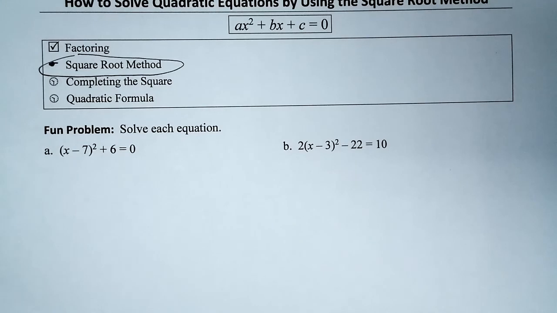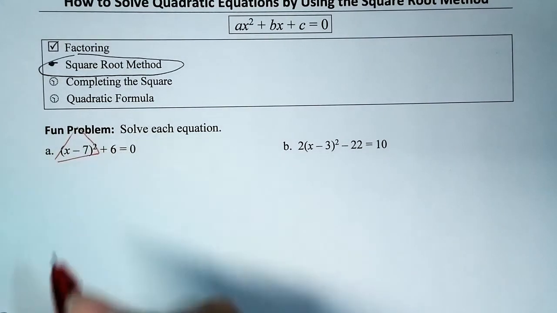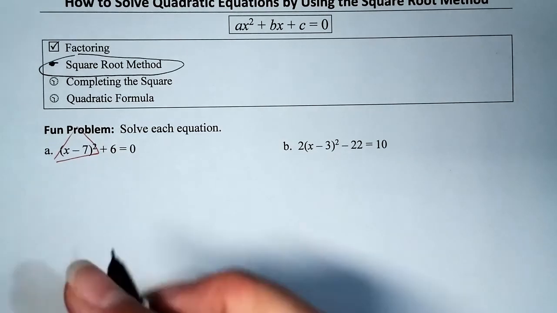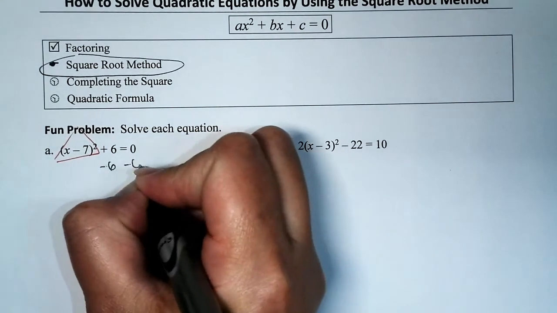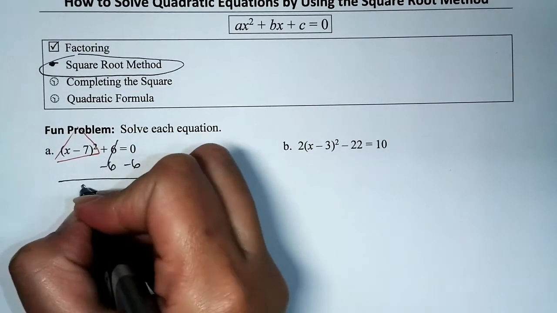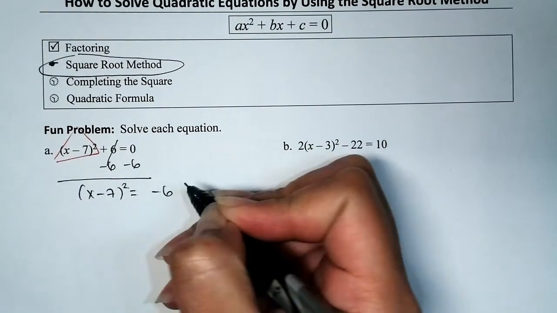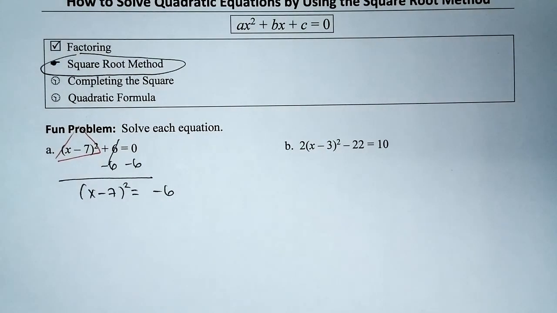So to solve by using the square root method, our first goal is to isolate the squared part. If you're not with the squared part, you got to go. So let's go ahead, subtract 6 from both sides. And when we do, that will leave us with the square of x minus 7 is equal to negative 6. Fantastic.